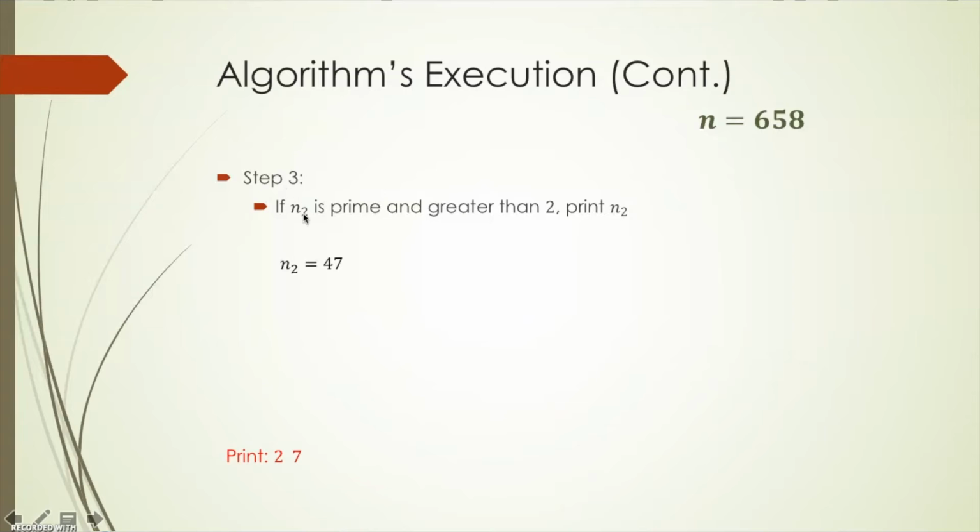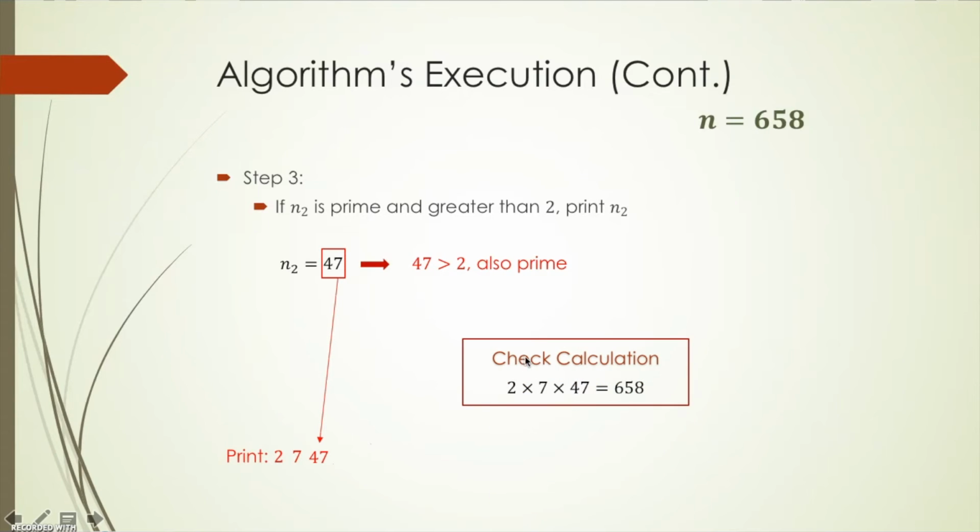So step 3 states that if n sub 2 is a prime number, and if it's greater than 2, then we print n sub 2. And from the last slide, we know that n sub 2 is 47, which means that it is greater than 2, and we also know that 47 is a prime number. Therefore, we print the 47 over here. And this time, we need to check our calculations. So 2 times 7 times 47, it is the n over here. We get the same number.